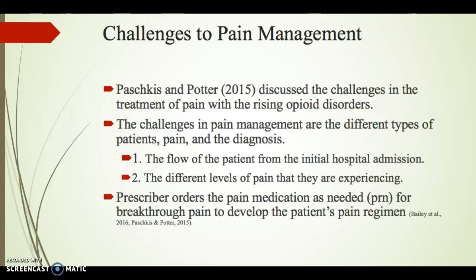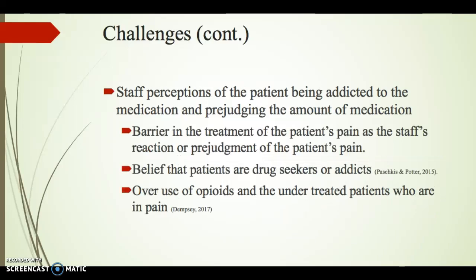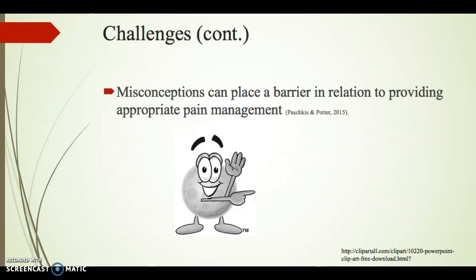The Centers for Disease Control discussed that the opioid disorders are overdose, overuse, and underuse. The challenge is the consequence from the lack of documentation and follow-up assessment. A significant challenge is the staff's perception and prejudice. Interventions start by believing the patients' and the family's reports of pain and what relieves their pain. This is the need for collaboration of the healthcare team to treat the pain and provide treatment as ordered.